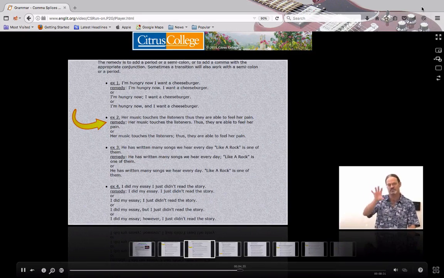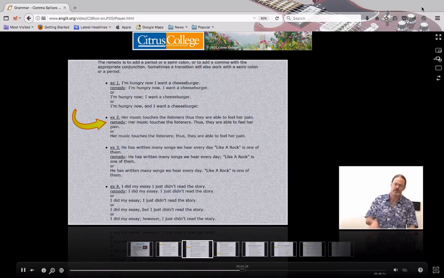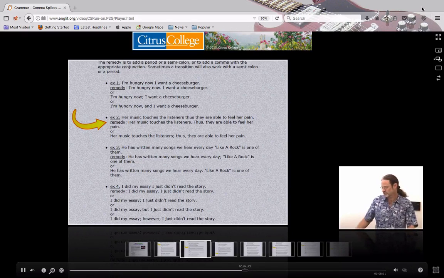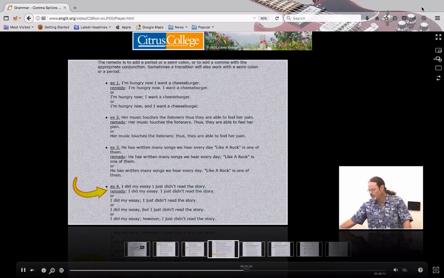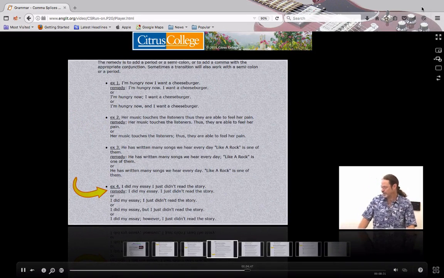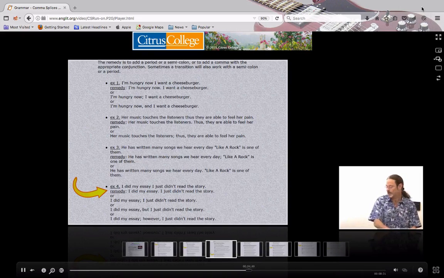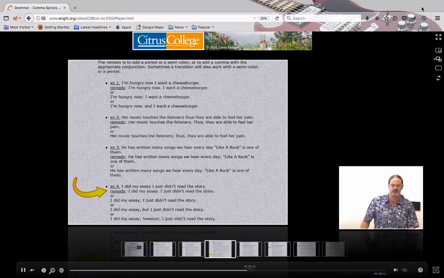Anytime you connect these two sentences, these two complete ideas, with one of these adverbials, it should be a semicolon before and a comma after that word in order to connect the two sentences. Another one has to do with the whole cause and effect thing. For example, I did my essay; I just didn't read the story.